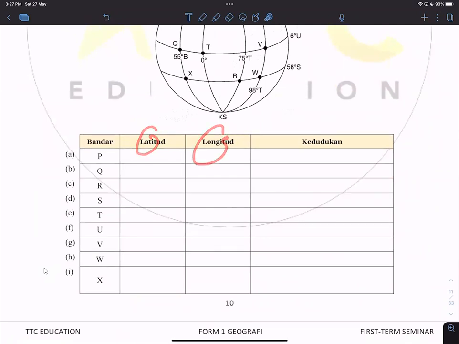We learn latitude first, melintang, and then menegak, longitude, right? So this is how you try to write it. Use your highlighter and read this one last time: latitude, melintang; longitude, menegak. So this is the kedudukan.